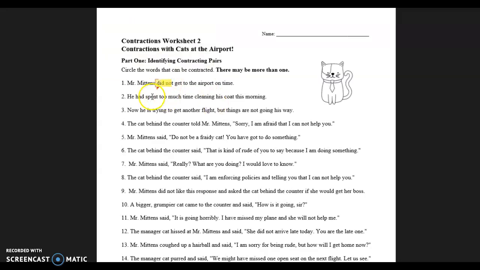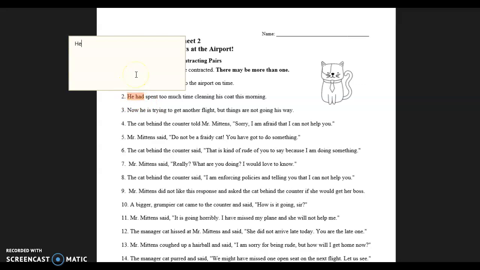Let me do the second one with you. He had spent too much time cleaning his coat this morning. Where do you think? He had spent. We can do he had can become he'd. Okay, and so we crossed out H and A and we put an apostrophe instead.